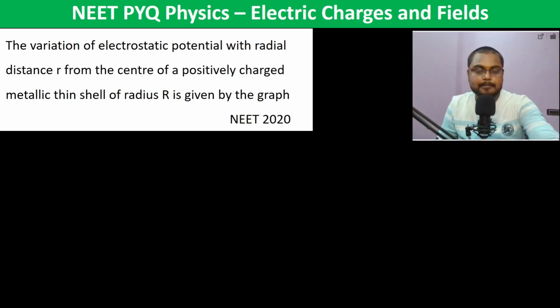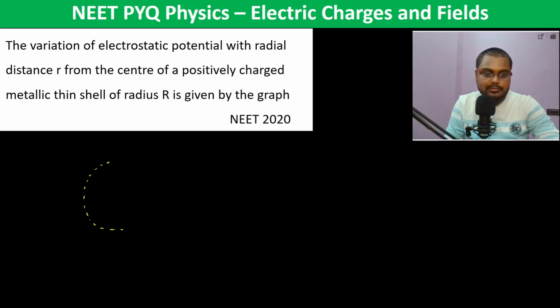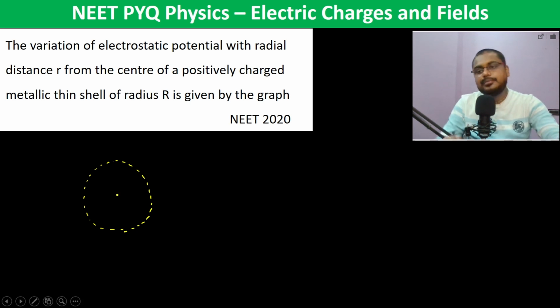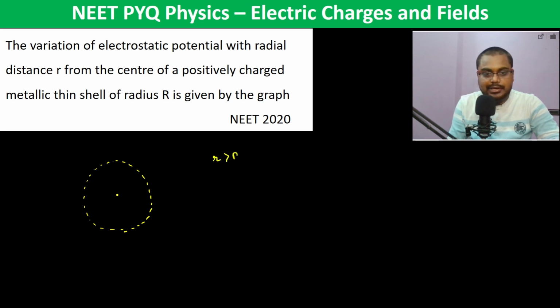Thank you. The variation of electrostatic potential with a radial distance r from the center of a positively charged metallic thin shell of radius R is given by. So the potential, what happens is, in a thin shell, as we go for r greater than R, the potential is going to be simply k into q divided by r.